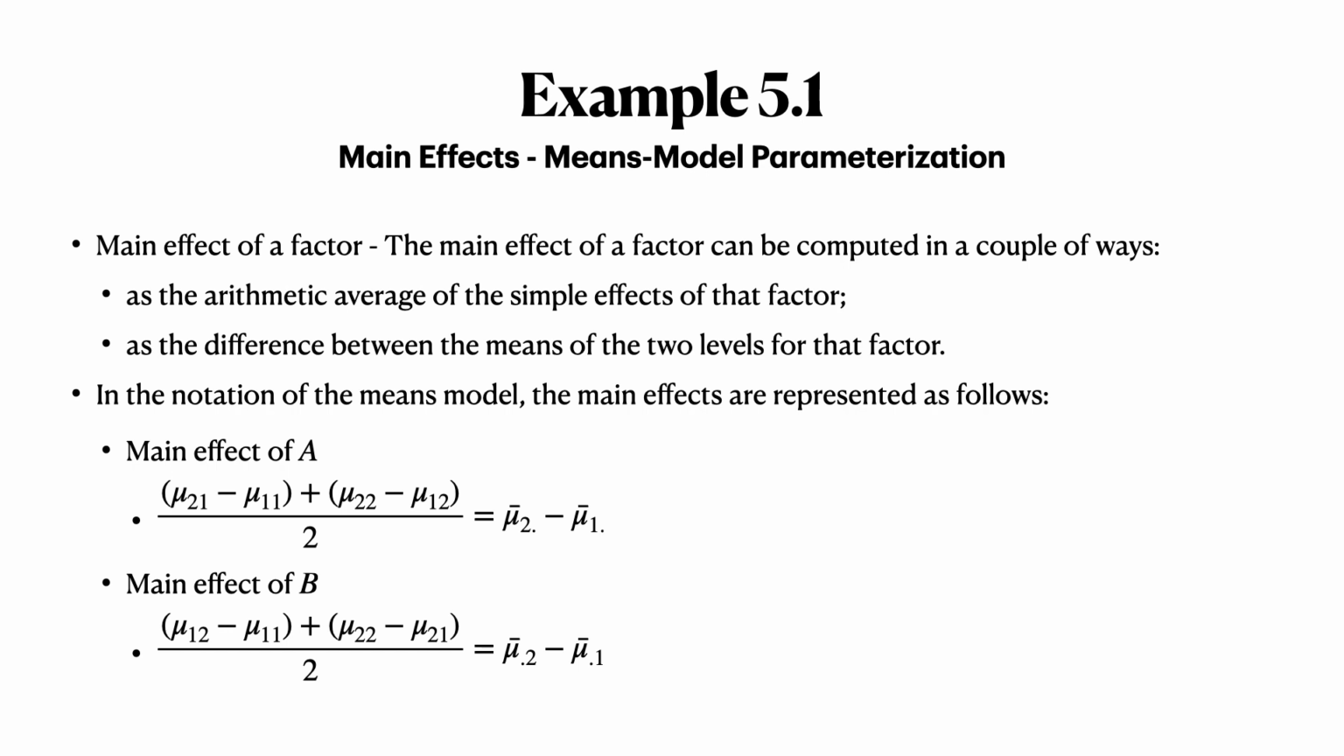Now, in the notation of the means model, the main effects are represented and calculated as follows. For the main effect of A, on the left-hand side, we have the arithmetic average of the simple effects of factor A. So mu21 minus mu11 is the simple effect of A at the first level of B. Mu22 minus mu12 is the simple effect of A at the second level of B. And so we're averaging those, and that gives us the main effect of A. Now, algebraically equivalent to that is the expression on the right-hand side, which is the difference between the means of the two levels for factor A.